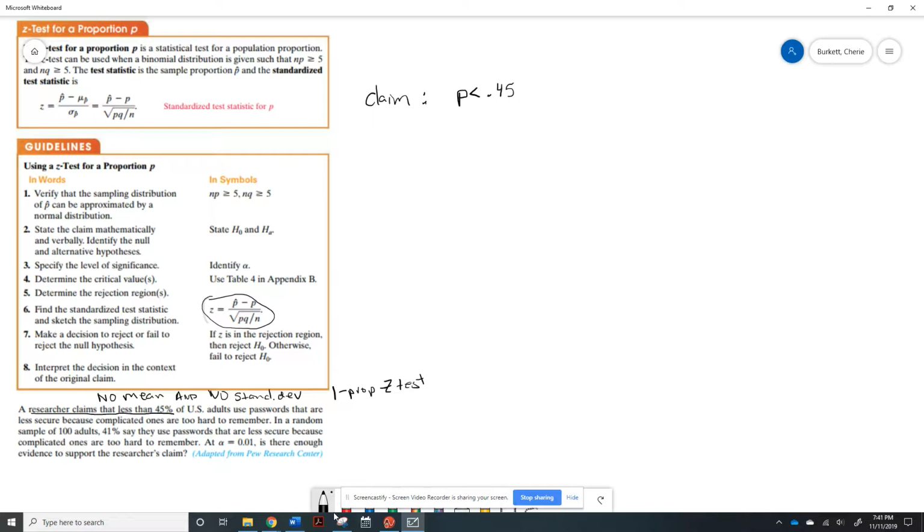So if this is the claim, what's the opposite of the proportion being less than 0.45? That would be that the proportion is greater than or equal to 0.45. So you've included all possibilities: that the proportion is less than 0.45, which is the claim, and the opposite of that. Just like with the others, if it contains equality, it's the null hypothesis. And the statement without the equality is the alternative hypothesis.